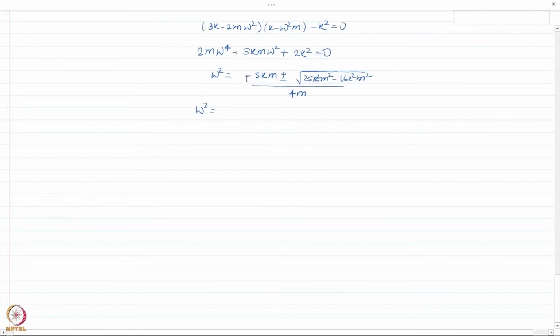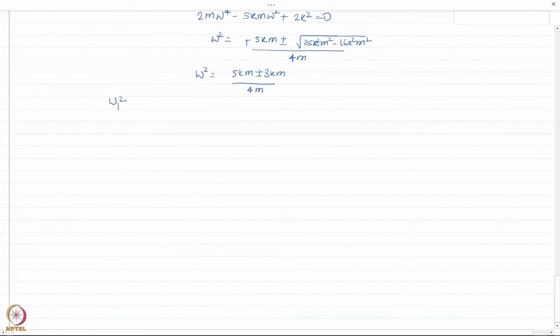Remember this is plus here because this is minus, so 5k plus minus 3k. When we take outside the root, this would become 3k divided by 4m. So first let us take the smaller frequency: omega 1 square would be k by 2m, and omega 2 square is 2k by m. Okay, so omega 1 square is k by 2m and omega 2 square is 2k by m. So we've got the two frequencies of this 2-degree of freedom system.